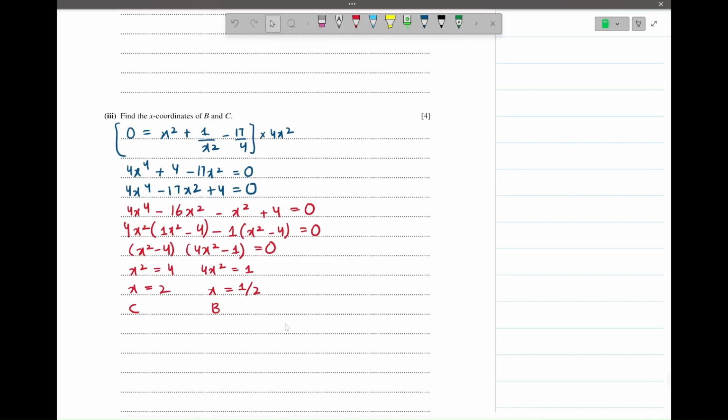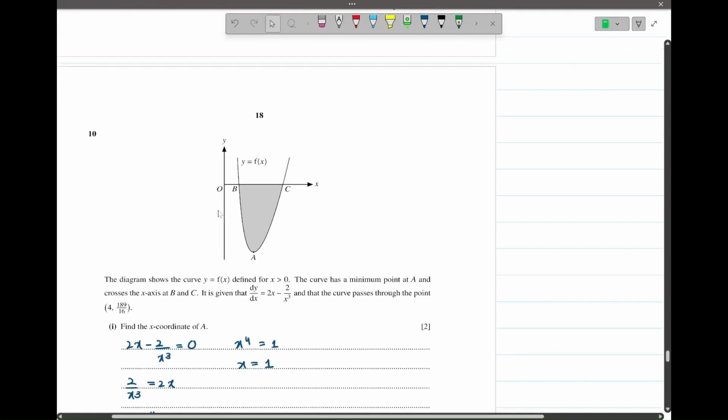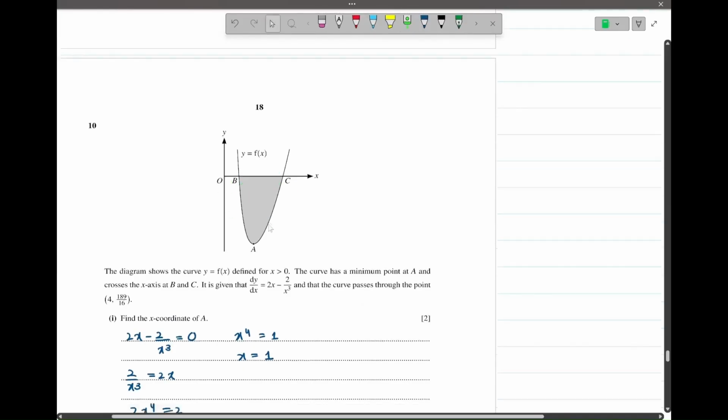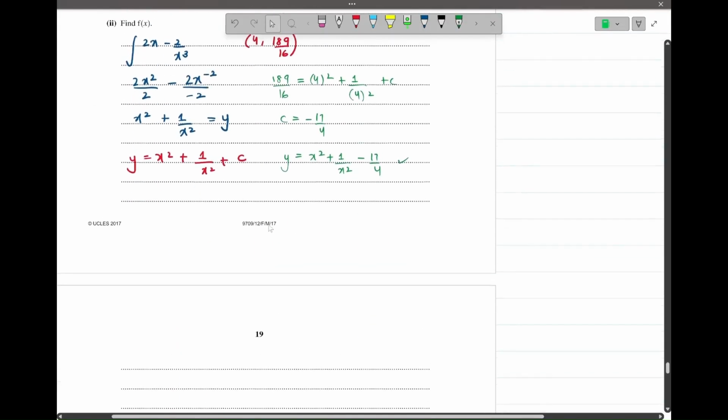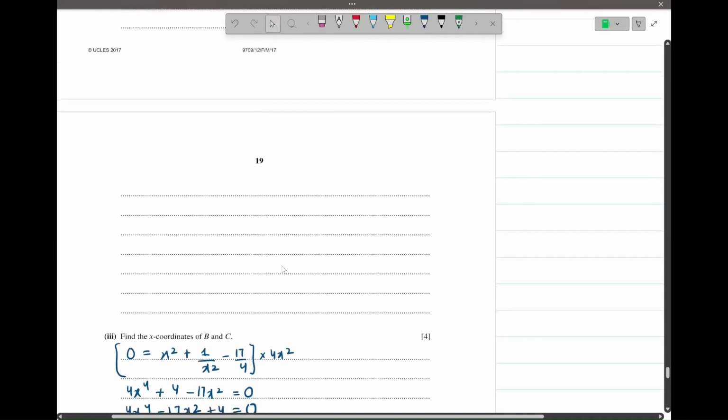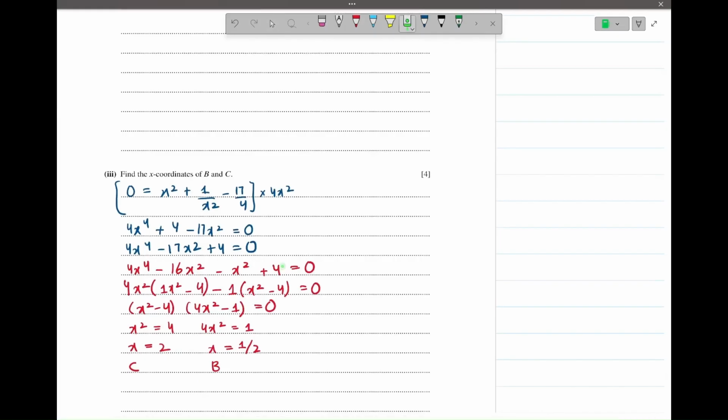Okay, moving on to part 3 of this question, it says find the x coordinates of B and C. As I discussed above, B and C are basically x-intercepts, and when you have an x-intercept, it means that the y coordinate is 0. So I will just take this equation that I found over here and plug in the y coordinate as 0. So that's what I've done over here. In order to eliminate the fractions, I multiplied this entire expression by 4x squared. So that gives me a simpler quadratic equation to solve. I can see that this is a quadratic equation in disguise.